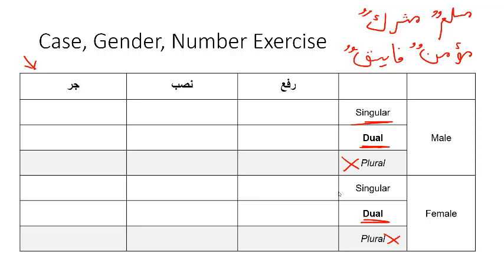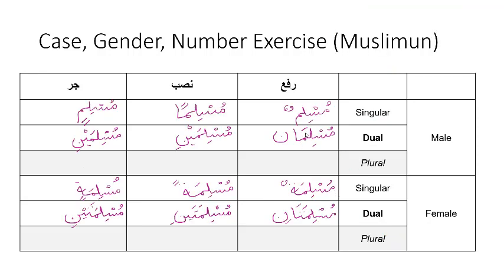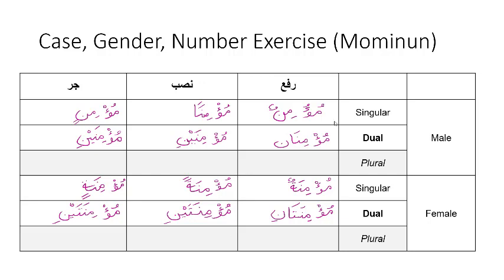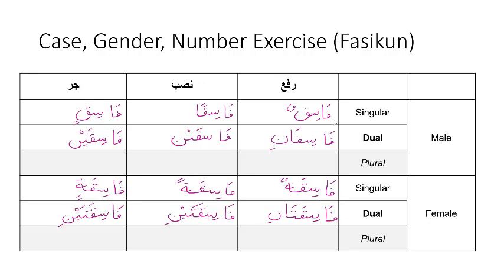Alright, once you are done, you can then look at the solution. So this is the solution for Muslimun, Mushrikun, Mu'minun, and Fasiqun. That is it for this lesson.